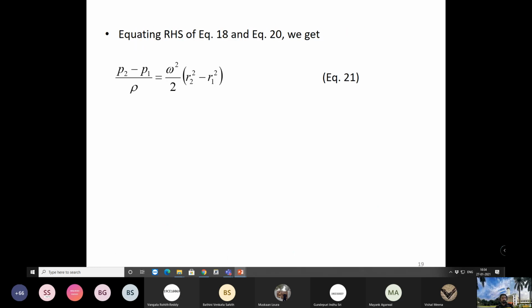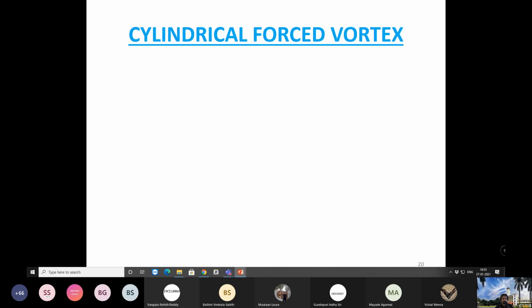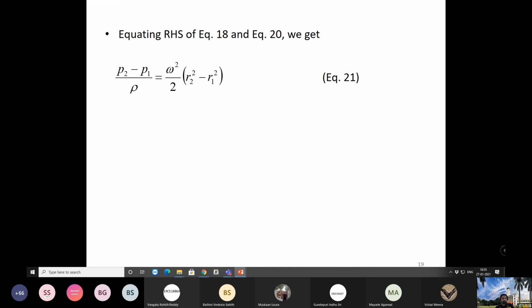What we obtain is (P2 minus P1) by rho is equal to omega square by 2 times (R2 square minus R1 square). This is one important equation, for the pressure difference between two points for the forced vortex motion: (P2 minus P1) by rho is equal to omega square by 2 times (R2 square minus R1 square). This is another important equation.